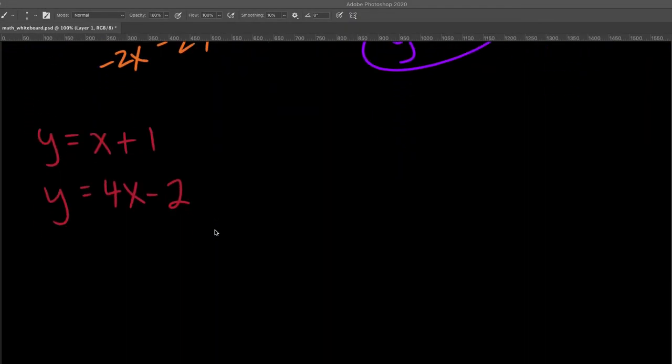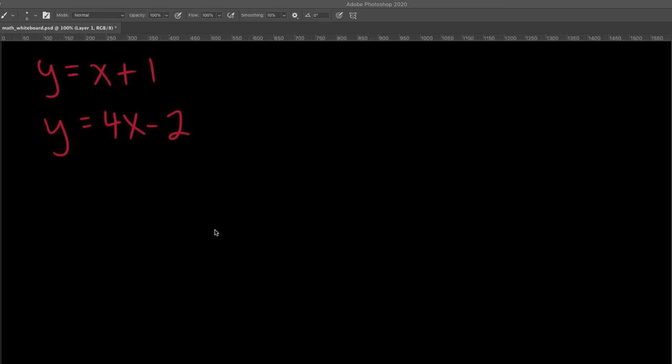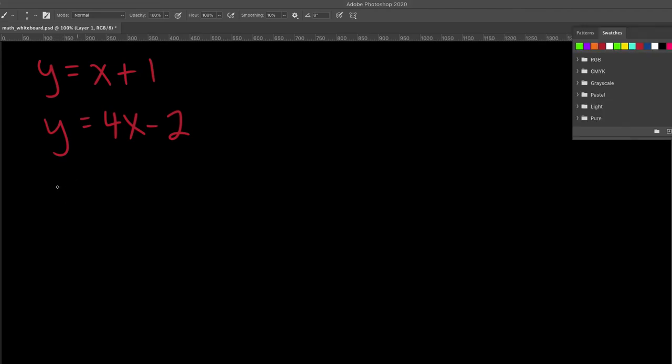So let's move on. We're going to do one more example with substitution. Once again, these are both lines. With substitution, we need to be solved for the same thing, so you either need to do algebra to make it that way, or, on this one we lucked out and they're both solved for y. So we set them equal to each other. We get x plus 1 is equal to 4x minus 2.